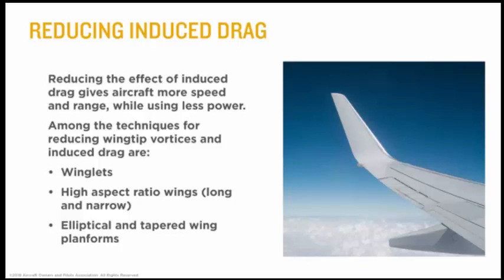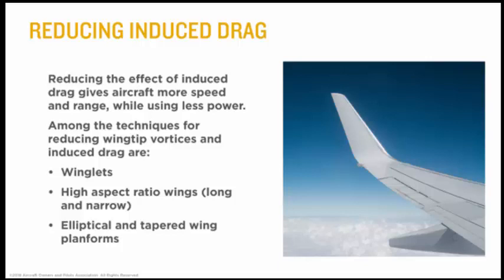Another way to reduce induced drag is to increase the aspect ratio of the wing. Aspect ratio is the ratio between the wing's length and chord. A high aspect ratio wing is long and narrow, like the wings of a glider. It is very important to reduce drag on gliders as much as possible, right?